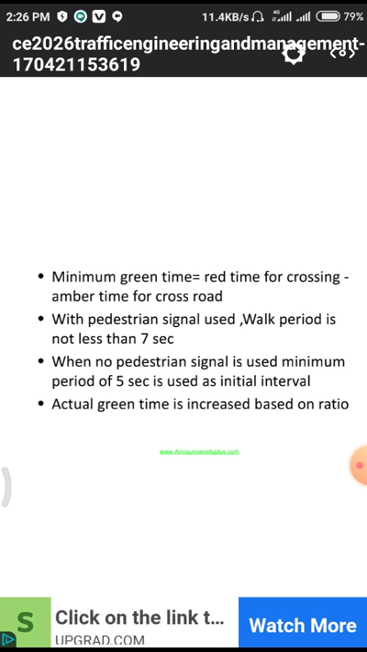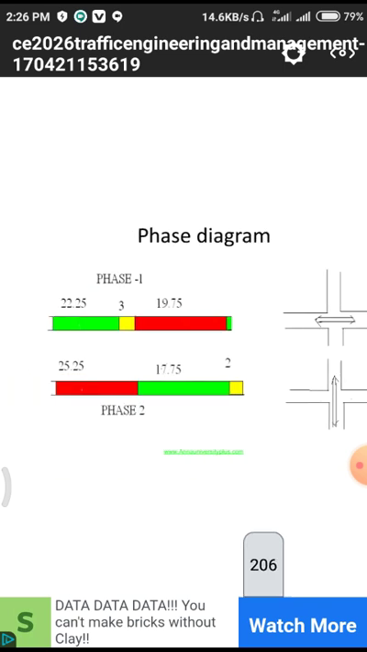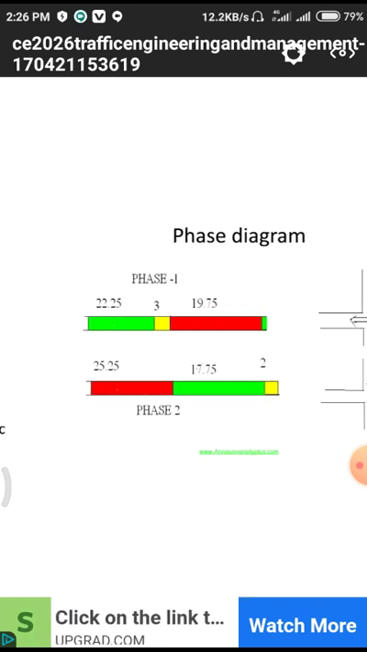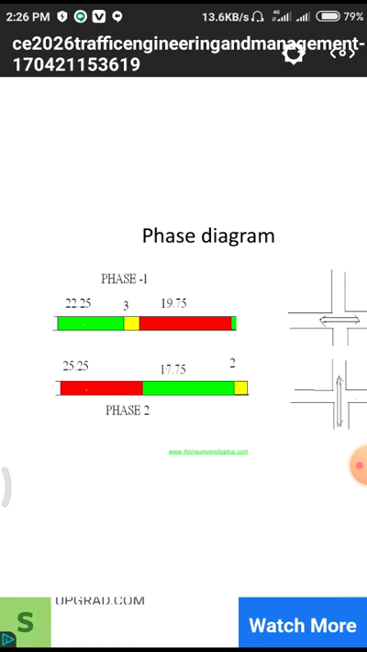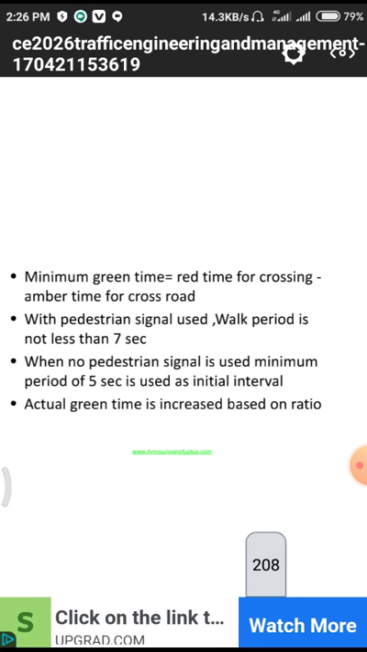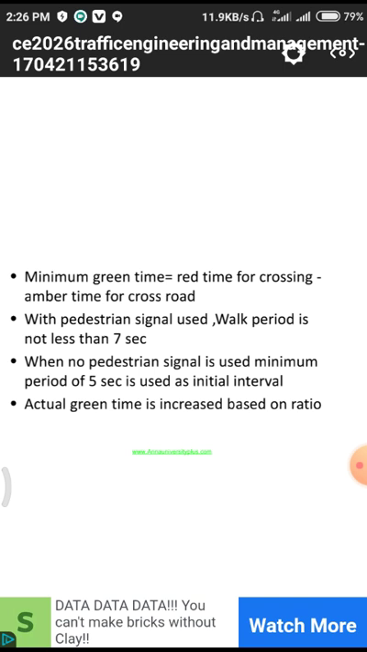Normally this all this we know. Red equal to green plus yellow. Here we are observing, that means in the bottom side of the phase diagram we are having this red color symbol. On the above we are having this green plus yellow, so that red is equal to this green plus yellow, you need to keep in mind. Particularly here also minimum green time, that means red equal to green plus yellow, green equal to red minus yellow, red time of crossing minus amber time of crossroad. Normally amber is denoted with the symbol of this yellow or sometimes orange in some cases.